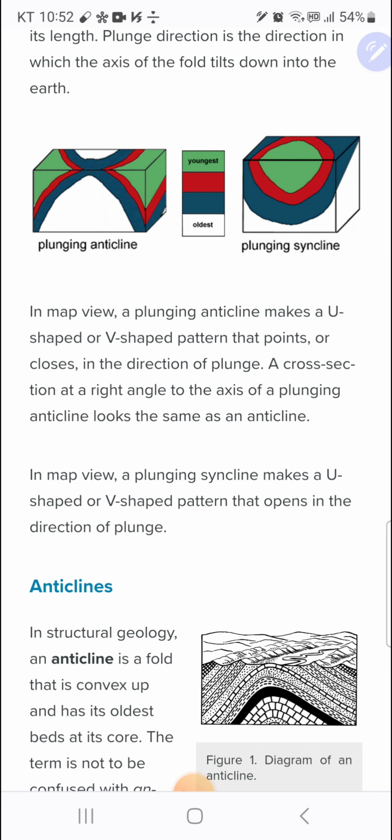In map view, a plunging syncline makes a U-shaped or V-shaped pattern that opens in the direction of plunge.